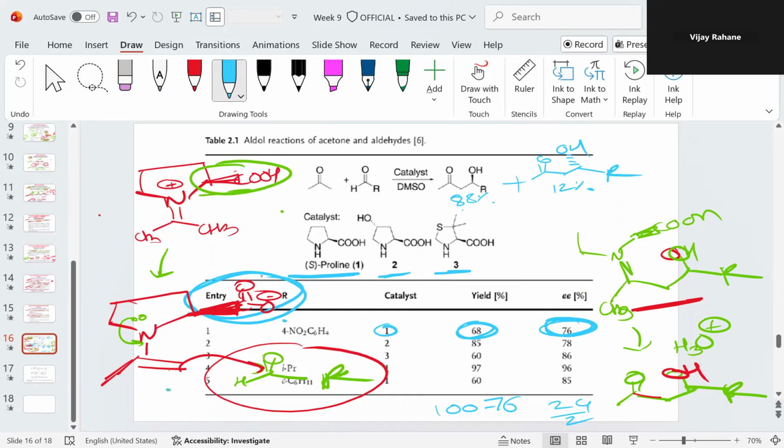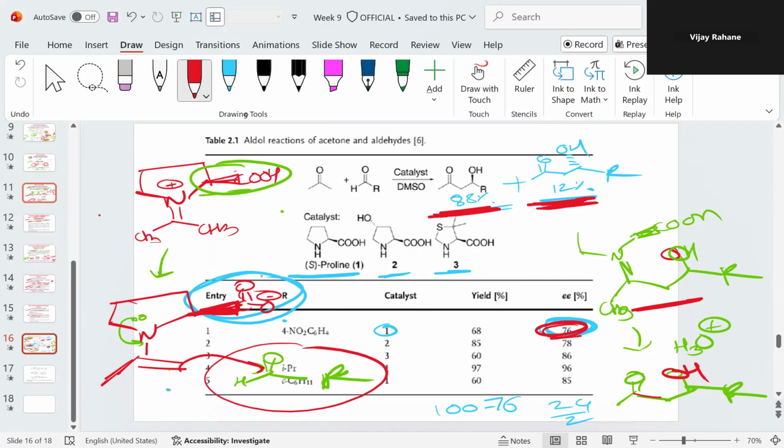So 12%. This is the percentage that I have mentioned among this yield. Among this 68%, 88% of this product is formed and 12% of this product is formed. Don't be confused between the yields and the enantiomeric excess. This is how the enantiomeric excess has been mentioned here, the 76%. Therefore the formation of product is 88% and the other product formed is 12%, another isomer.